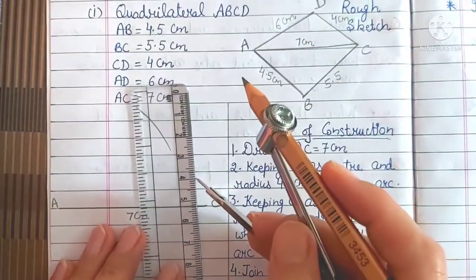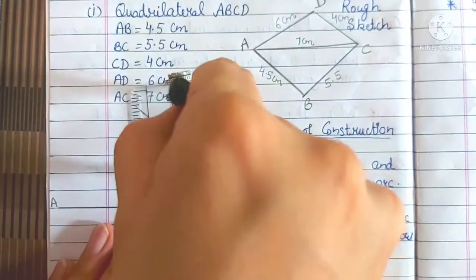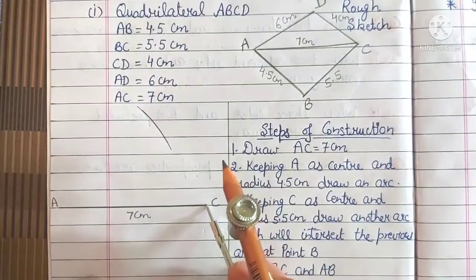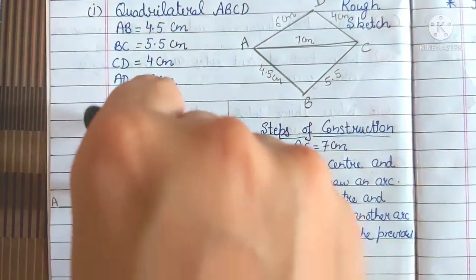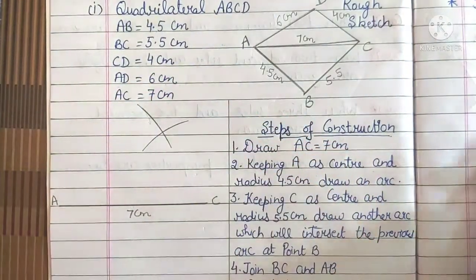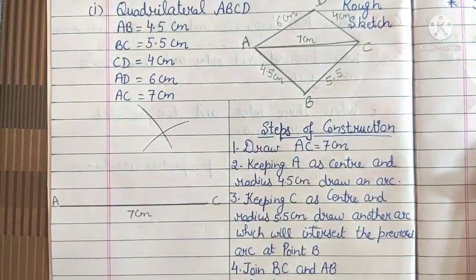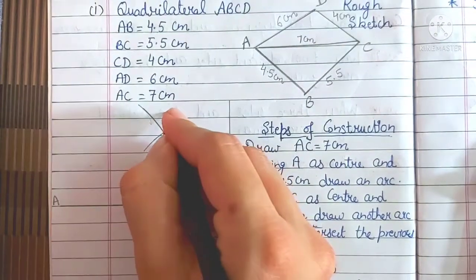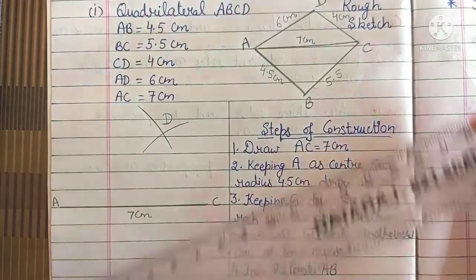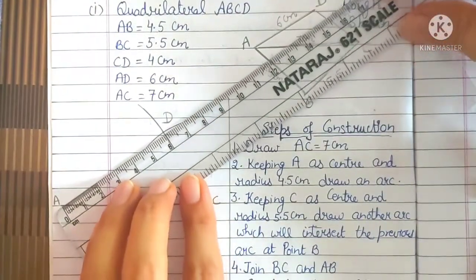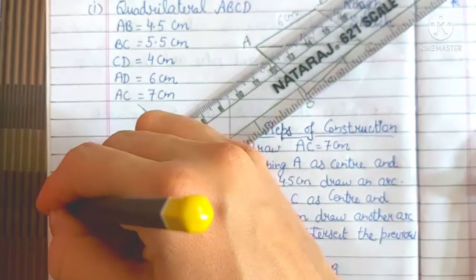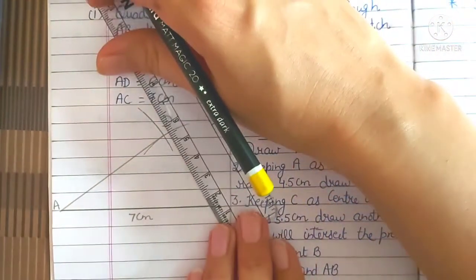Now the next arc, it is CD of 4 centimeter. So I'll open the compass and take radius 4 centimeter. Now I'll keep the compass on point C and I'll mark another arc. These two arcs will intersect each other at the point D. So it should be the point D. In the next step we will join AD and CD.